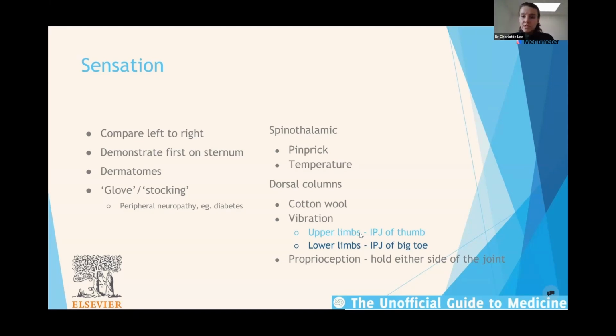This is particularly seen in a peripheral neuropathy, such as diabetes. So if you start to notice that there's some lack of sensation distally, then you will repeat your pinprick or cotton wool sensation, moving up the limb. And you might notice there is a cutoff position, and that can suggest a peripheral neuropathy rather than something that's dermatomal.